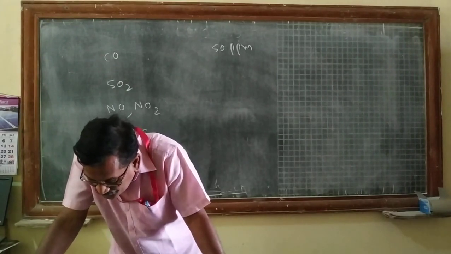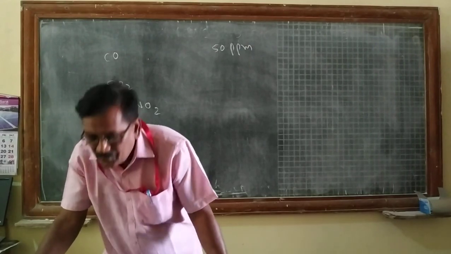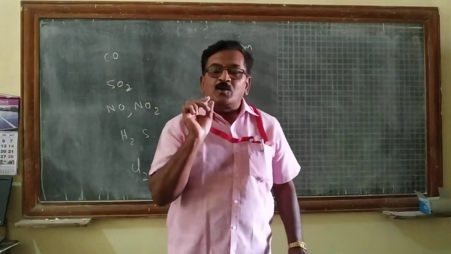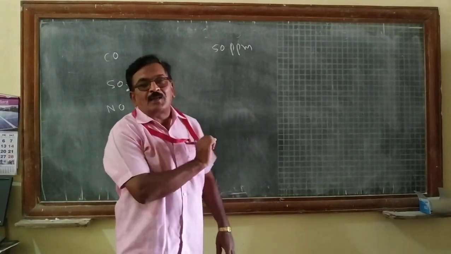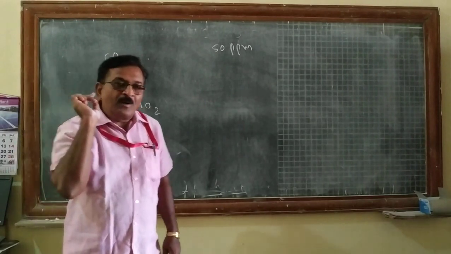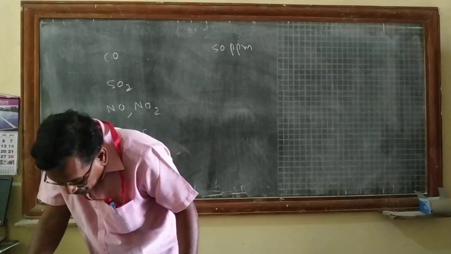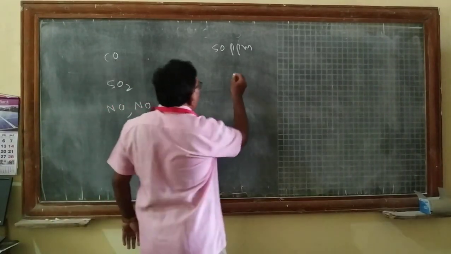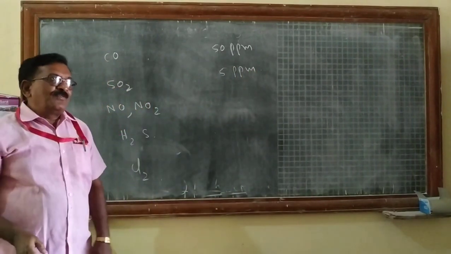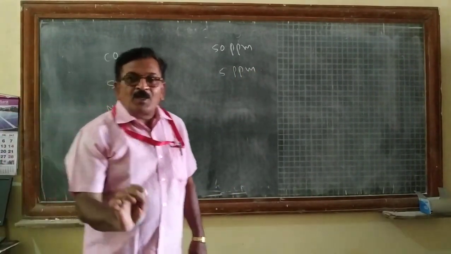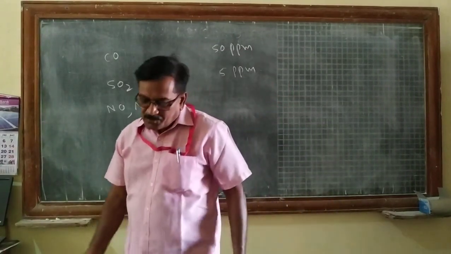Sulfur dioxide: combustion of sulfur-containing heating fuels such as coal and oil, and volcanic eruptions. So coal and oil burning causes sulfur dioxide, as well as volcanic eruptions. That is mainly the formation of sulfur dioxide in the atmosphere. It will be only 5 ppm, 5 parts per million.